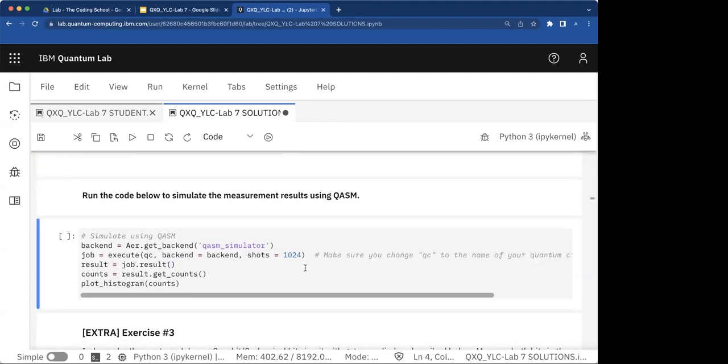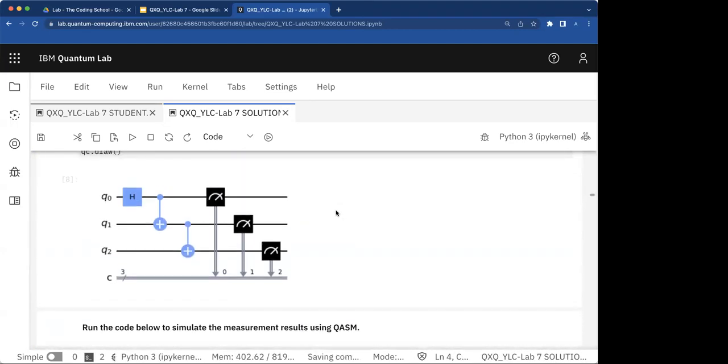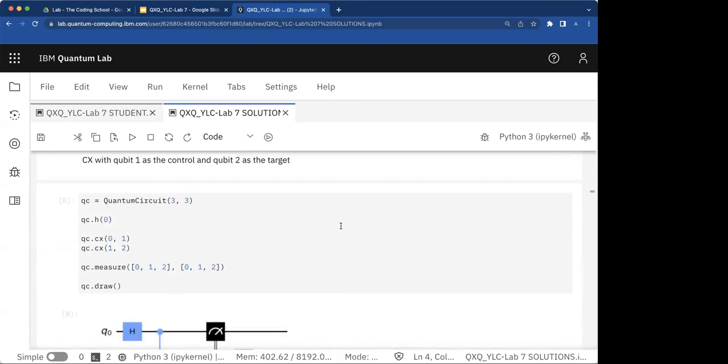May I ask a question? Yes, please. In the measurement part, why do we write this 0, 1, 2 twice?